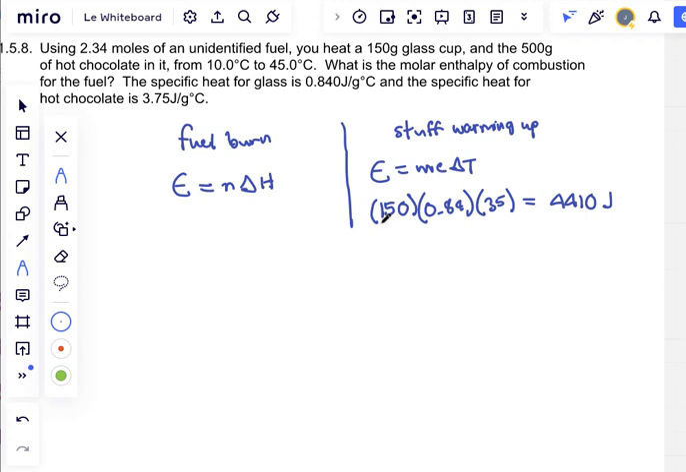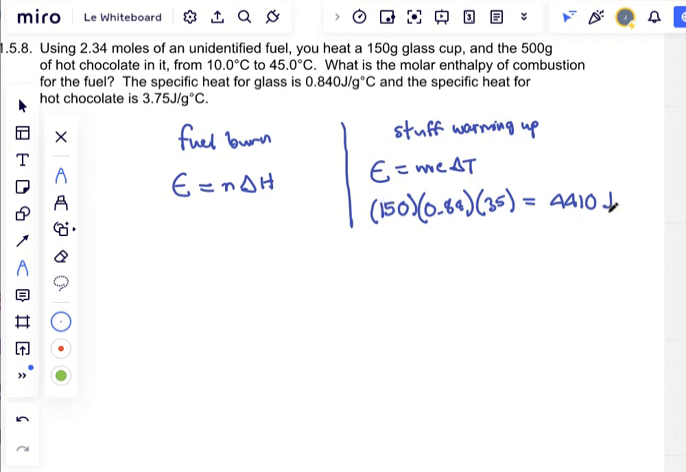I say joules because I gave this mass in grams. That means the specific heat would be in joules per gram degree Celsius, and so our energy comes out in joules. If you wanted to work in kilo units, you could put 0.15 here for the mass of the glass cup. This would still be 0.84, but it would be kilojoules per kilogram. And then this answer would come out as 4.410 kilojoules. So both ways work.